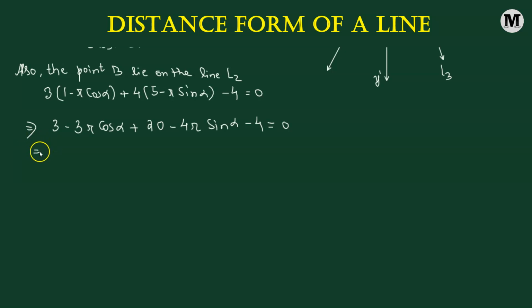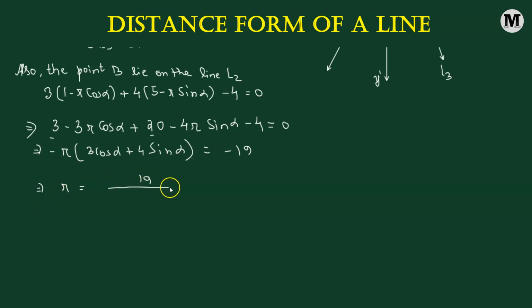So we can take r as the common factor. If we take negative r as the common factor, we are going to get 3 times cosine of angle alpha added to 4 times sine of angle alpha. This is going to be equal to, now we have 3 plus 20, so that's 23. 23 minus 4, that's going to give us positive 19. We're going to transpose it to the right hand side to get negative 19. So we now have the value of r. So r comes out to be equal to 19 divided by 3 times cosine of angle alpha plus 4 times sine of angle alpha.